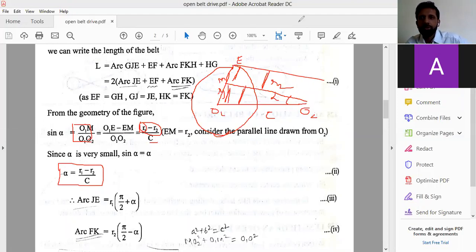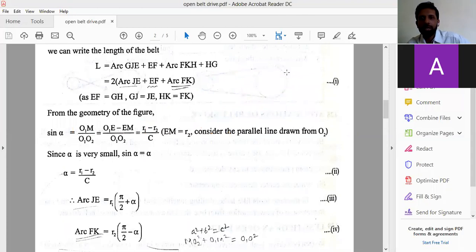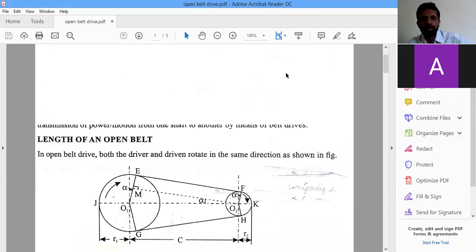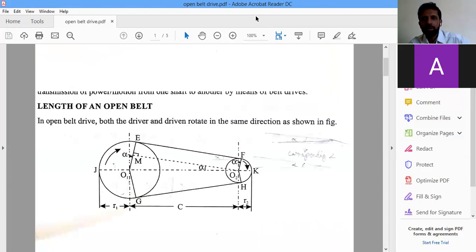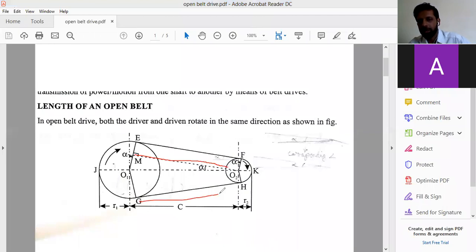So what we have done till now is that we have found out how to get the distance E to F, and then we got G to H also. Now let us see how to get the arc JE. If we get arc JE and multiply by 2, we'll get GJE, the complete thing. Similarly, we can follow it over here also. So we'll go there.